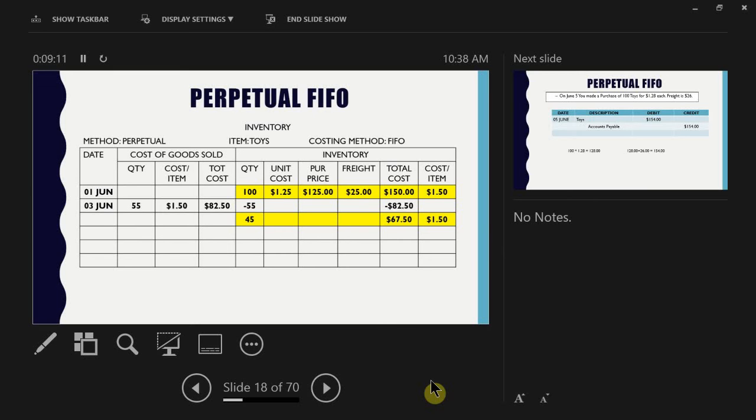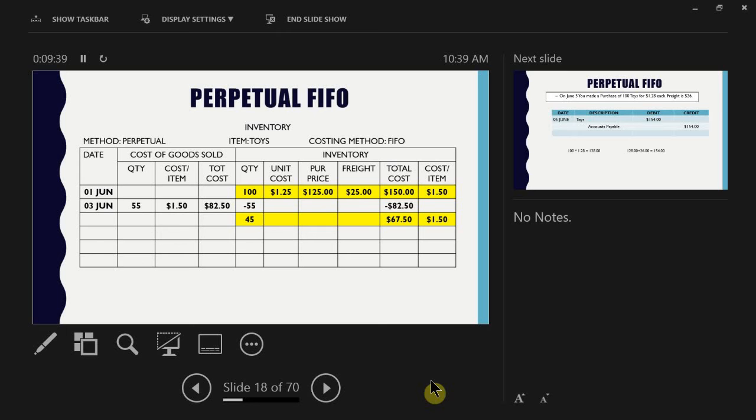And this is how I update it. Okay? Does this make sense now? Why I need to calculate my cost of goods sold? What it costs me to sell these items is what I'm calculating right here. It's going to cost me $1.50 per item that I sell, and I sold 55 of them to give me a grand total of $82.50.